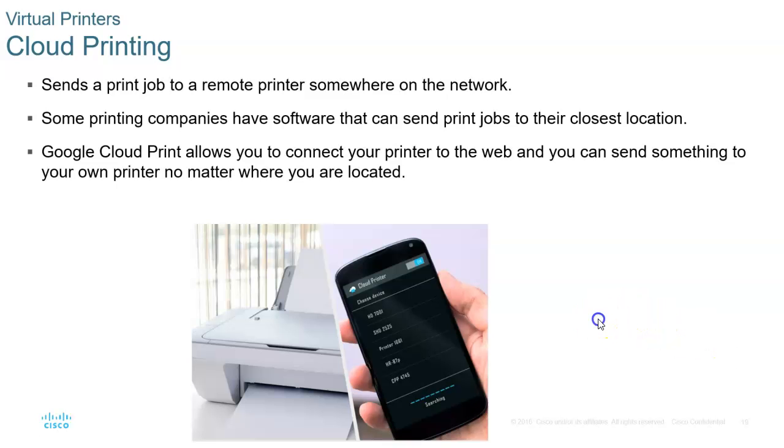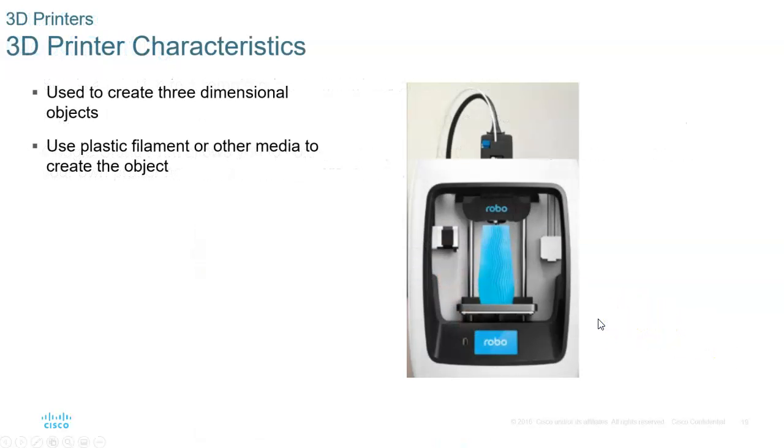3D printer characteristics. Used to create three-dimensional objects. These objects have to be designed using a computer. There's a lot of different media now that can be used to create these objects. But most of the time when you talk about 3D printer characteristics, especially when you're a beginner, you're talking about the use of plastic filament. It's added in layers to create the object.